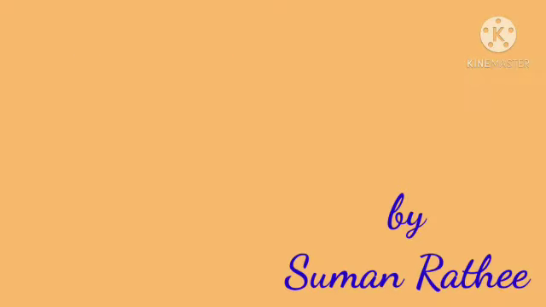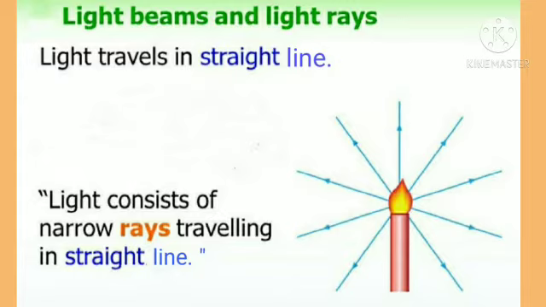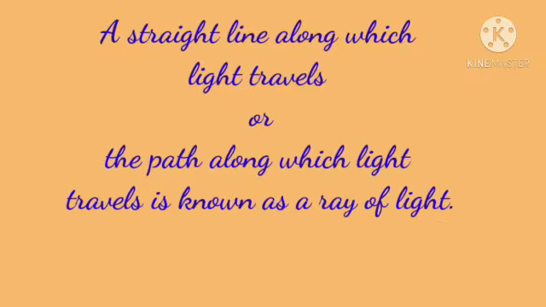Let us learn about ray and beam of light today. As you already know, light travels in a straight line, so we use straight lines to show the path followed by light and an arrowhead at its end. This straight line with an arrowhead is known as a ray of light. As you can see, the arrowhead is pointing towards the right side. It means that the light is traveling from left to right.